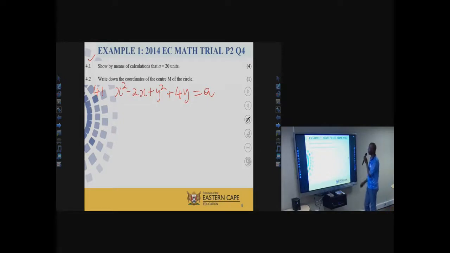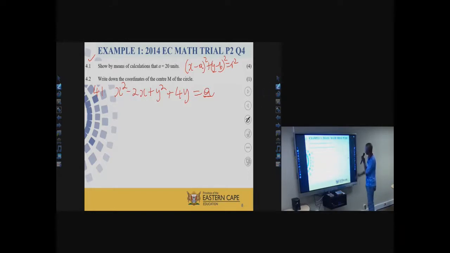Now they say to you, show that a is equal to 20. Now in your completing the square that we did yesterday, they have done you a favor by already taking this to the right hand side. So you already have a on the right hand side. So remember how to complete the square. It means you must be able to change this and write it in this form, x minus a all squared plus y minus b all squared is equal to r squared. And yesterday we talked about it and we said one of the famous ways of doing that is to complete the square.